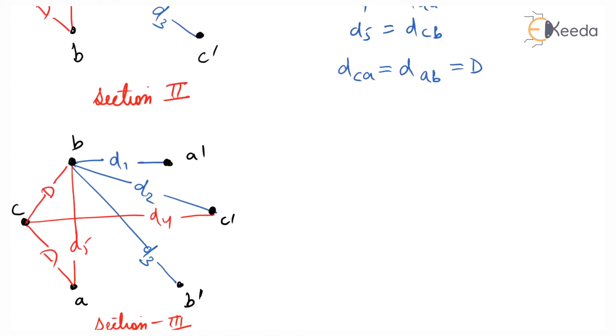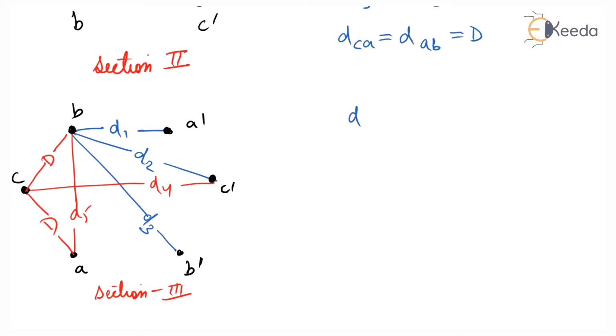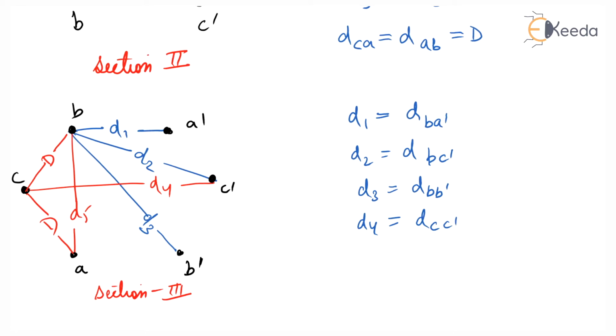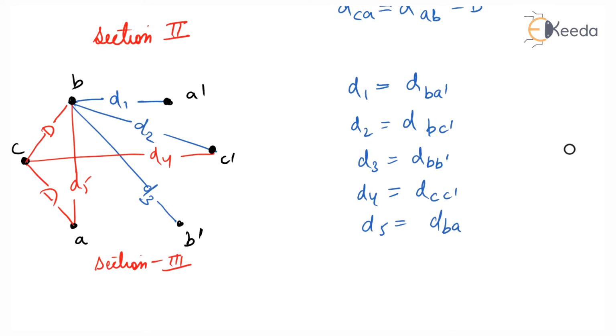Similarly for section 3, so D1 is equal to distance B to A dash, D2 is equal to distance B to C dash, D3 is equal to distance B to B dash, D4 is equal to distance C to C dash, D5 is equal to distance B to A and distance from B to C is equal to distance from C to A. This is equal to distance D.